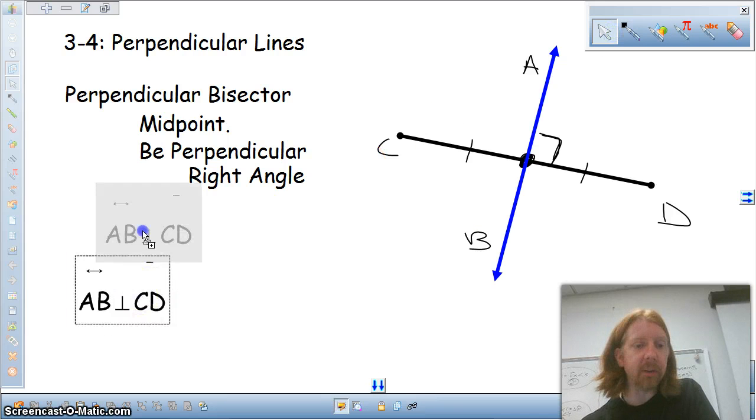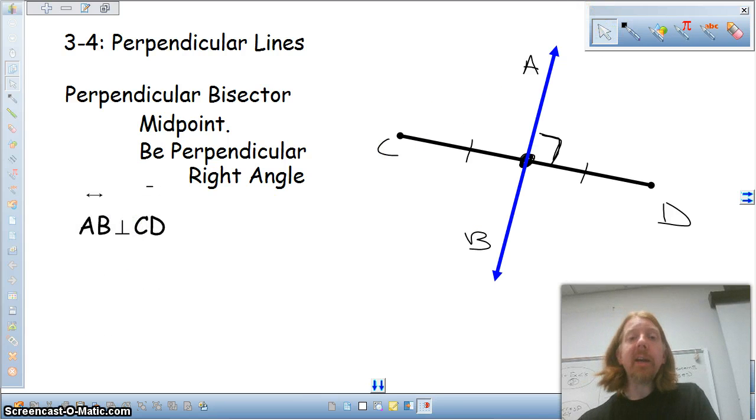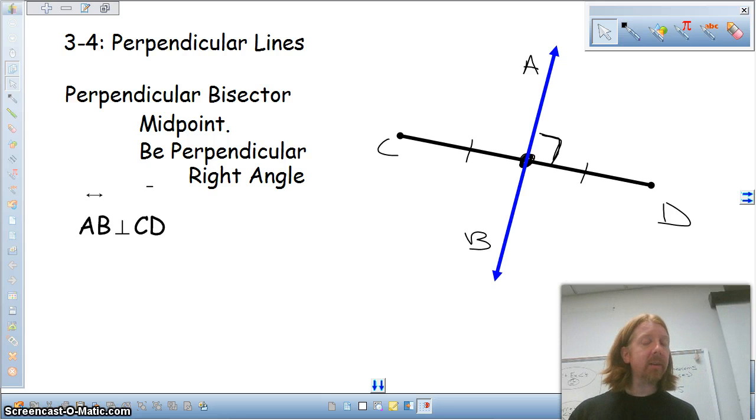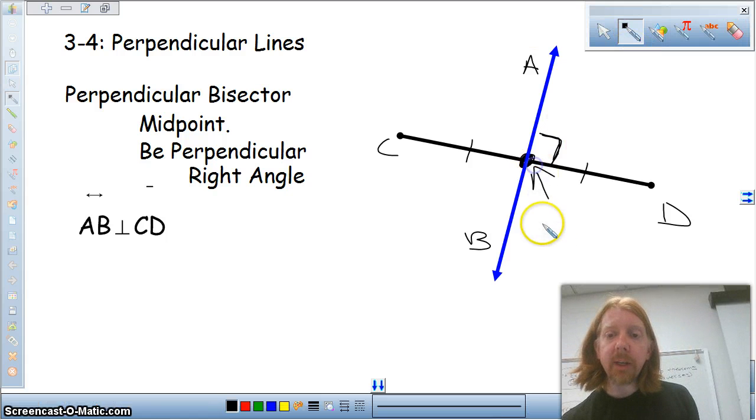Not too bad translation. I can only bisect segments. I can never bisect lines because lines go on forever. So only segments can be cut in half. So it's important to note that this point right here is the midpoint.